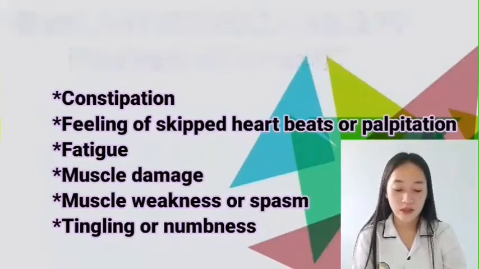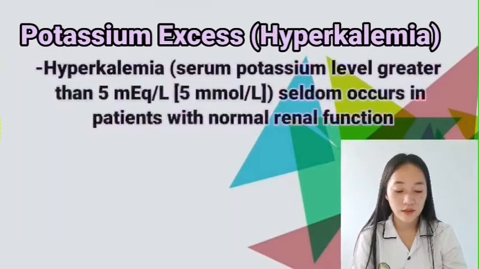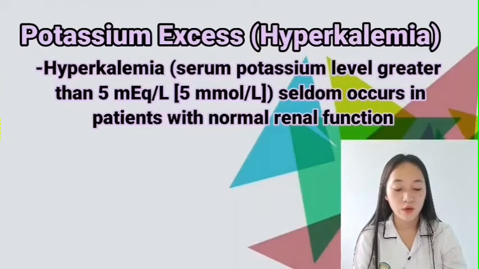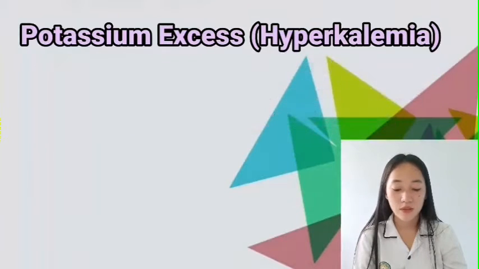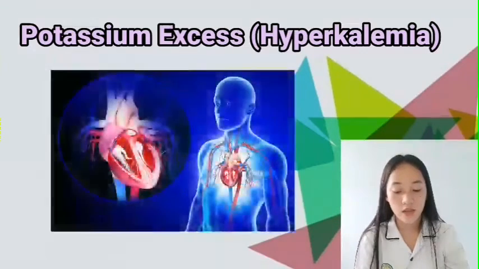Then the potassium excess, hyperkalemia. A serum potassium level greater than 5 mEq/L seldom occurs in patients with normal renal function. Hyperkalemia occurs when potassium levels in your body get too high. Potassium is an essential nutrient that helps your nerves and muscles function, but too much potassium in your body can damage your heart and cause a heart attack.